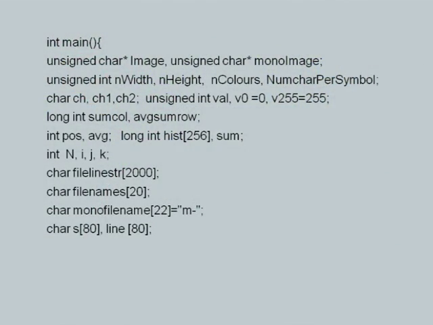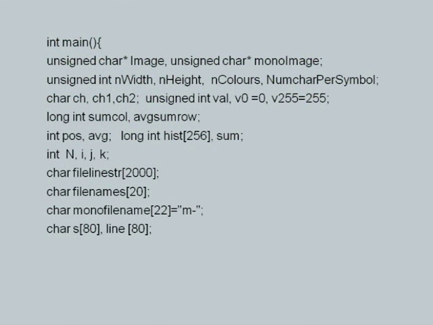Here is a host of variables and arrays that I have defined. I will describe a few important variables and structures and arrays. Unsigned char star image. So I am defining a pointer which I am incidentally calling image, but this pointer points to a character kind of entity. Now it is very obvious that the word image will mean that it will be storing one of the two images, either the grayscale image or the input image. And clearly the image will mean a large number of bytes.